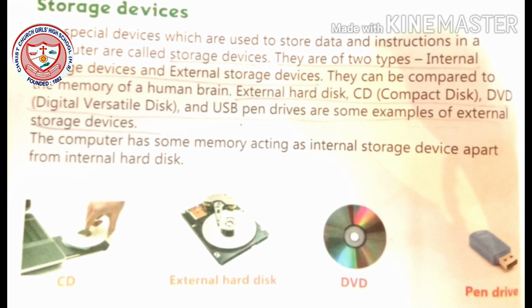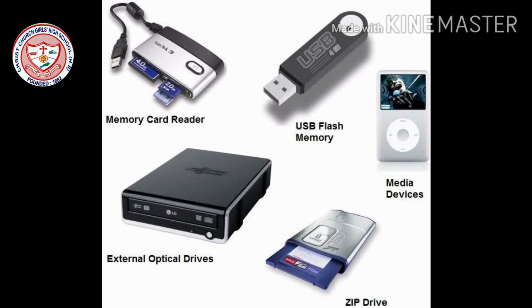External hard disk, CD, that is compact disc, DVD, that is digital versatile disk, and USB pen drives are some examples of external storage devices. The computer has some memory acting as internal storage device apart from the internal hard disk also. So see the examples: CD, external hard disk, DVD and pen drives.